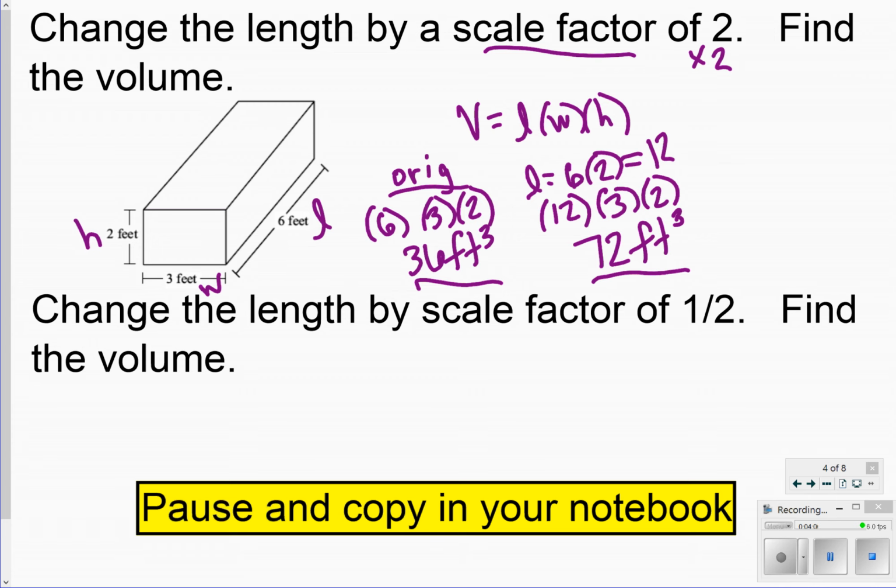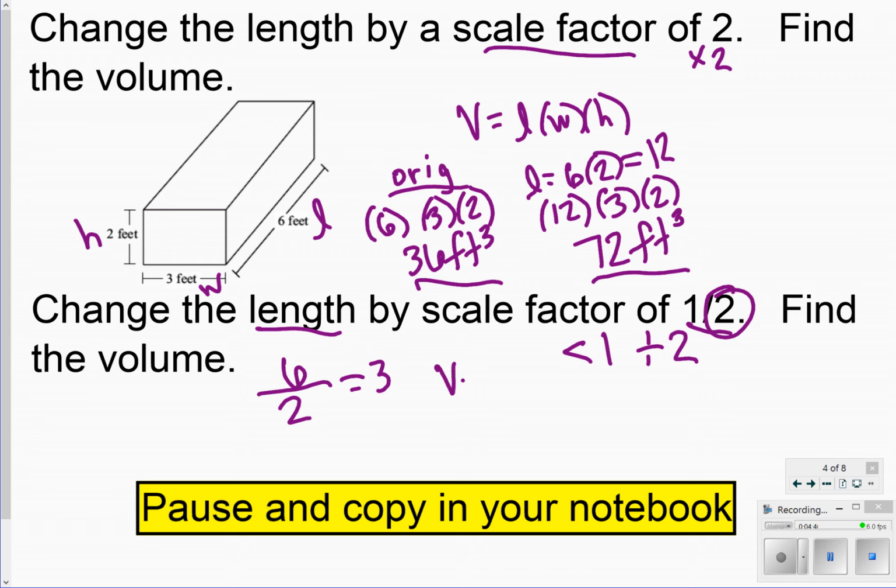What would happen if our scale factor is 1/2? Well, since our scale factor is less than 1, what that means is we're going to divide. And in this case, we're going to divide by the denominator, which is 2. And we're looking at changing the length. So if the length used to be 6, and we're going to now divide by our scale factor of 1/2, so we're going to divide by 2. So let's divide 6 by 2, and we're going to get 3.